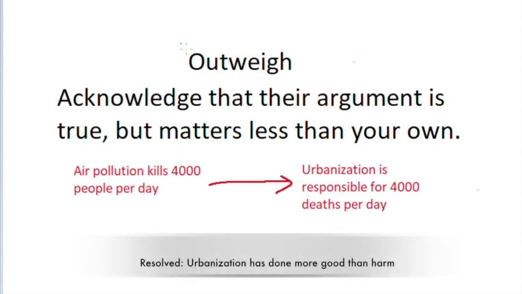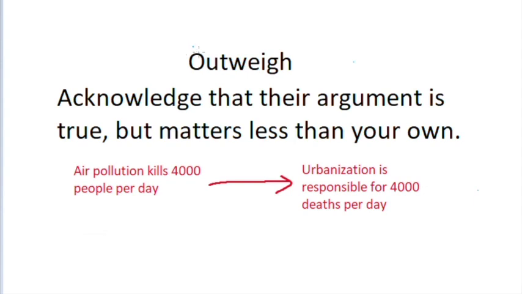Your opponent may argue that urbanization has done more harm because it kills 4,000 people per day due to air pollution. If this is their argument, then you can respond to this by weighing it against one of your own arguments. You would ideally choose one that obviously matters more than theirs. In this case, you can mention that urbanization has lifted 500 million people out of poverty, thus leading to a better economy with better health care.